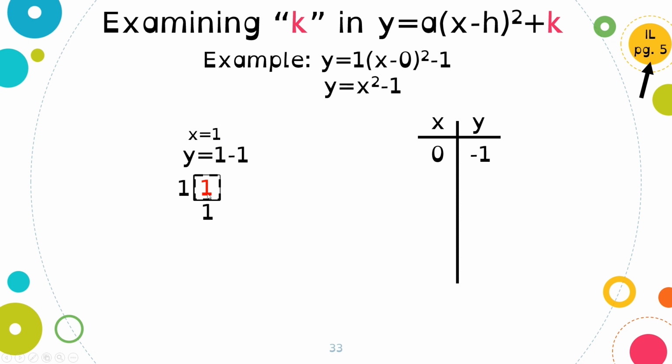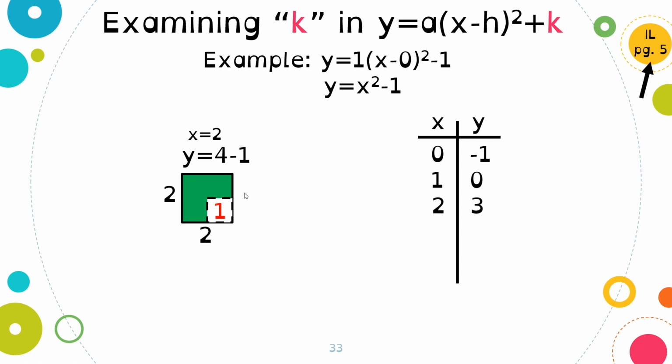When x is equal to 1, our side length is 1. So our area is 1, but we're subtracting 1. So 1 take away 1 is 0. So now we have x equals 1 and y equals 0. When x equals 2, when our side length is 2, then 2 times 2 is 4. 2 squared is 4. Minus 1, so we're subtracting that 1 off. So that means we have 4 take away 1, which is 3. So when x equals 2, y equals 3.